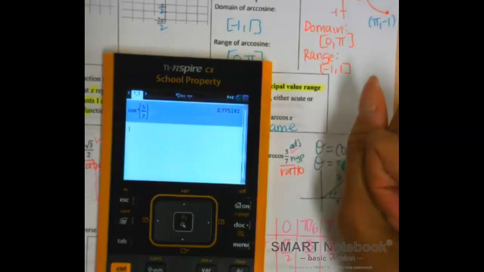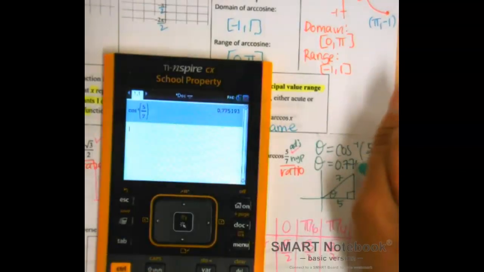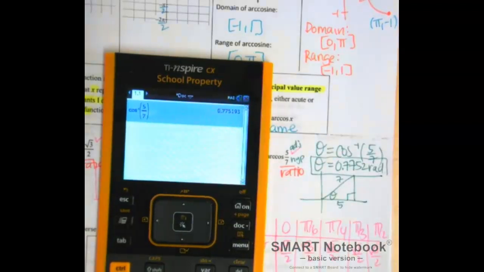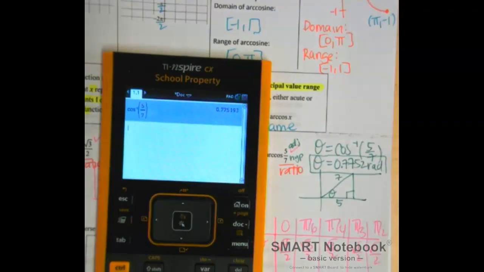Okay, so write this out. This will be 0.7752 radians. I just rounded that. So 0.7752 radians, in case it asked you to solve it for radians.